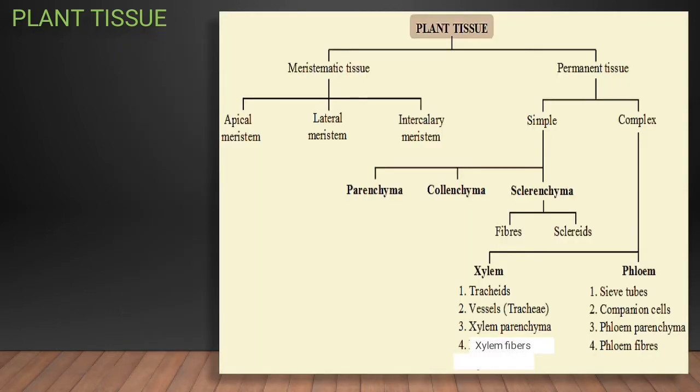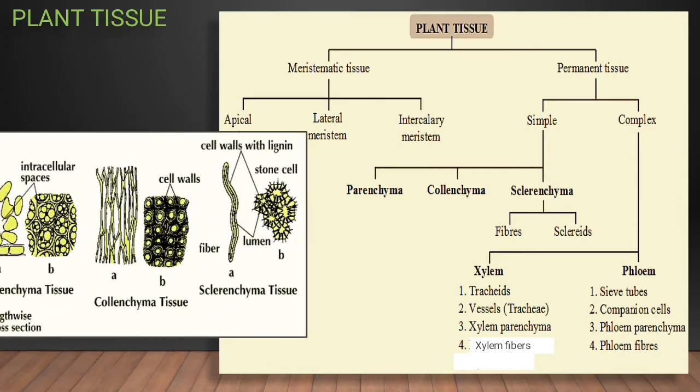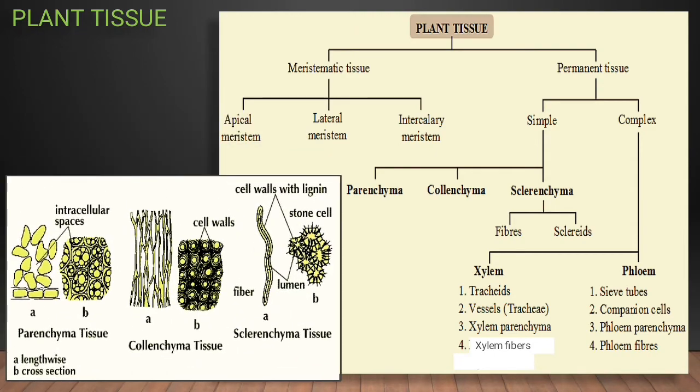The tissues that are completely grown and have lost the ability of division are known as permanent tissues. And there are two types of permanent tissues. We have the simple permanent tissue and the complex permanent tissue.